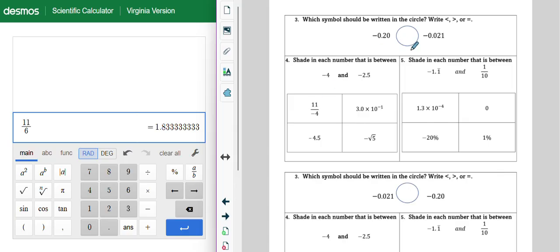All right, moving to the back. Which symbol should be written in the circle? So we're writing either less than, greater than, or equal to. Well, we know they're not equal to each other. I'm going to compare one decimal place at a time. The tens place here is a 2. Tens place here is a 0. So this one looks bigger. It's a 2 versus a 0, but they're negatives. So that means it's actually the smaller number.